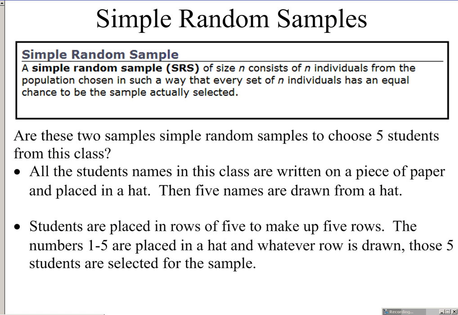Are these two samples simple random samples to choose 5 students from this class? All the students' names in this class are written on a piece of paper, placed in a hat, then 5 names are drawn from the hat. Would this be an example of a simple random sample? Yes, it would. Every single possible group of 5 students has an equally likely chance of being selected.